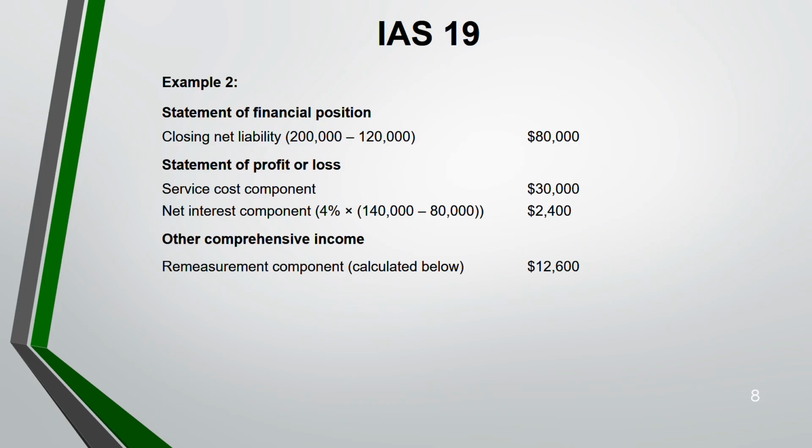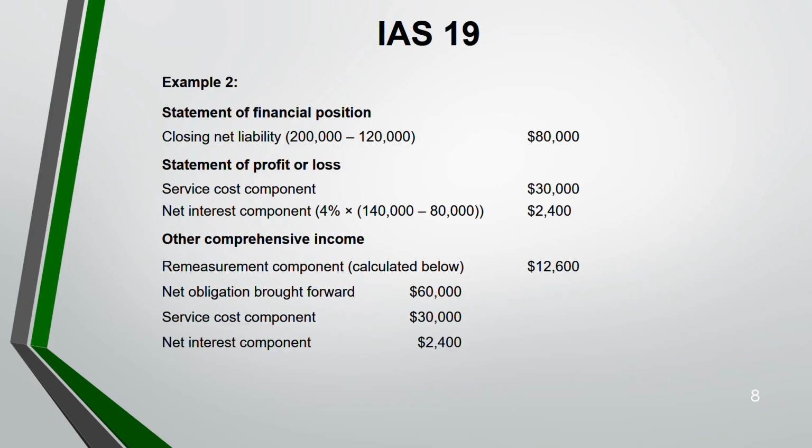Next, other comprehensive income, the remeasurement component, which is calculated below. It's a working. We'll see how 12,600 we got. First, net obligation brought forward. Net obligation means the difference. Then service cost component 30, you have to add. Net interest, add. Contributions into plan, deduct. With the net obligation, you have to add service cost and net interest cost.